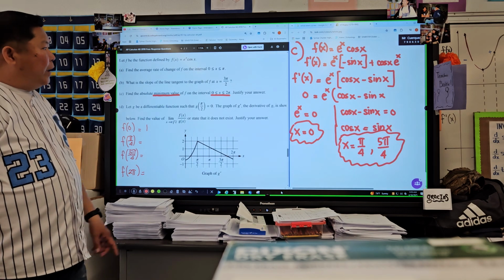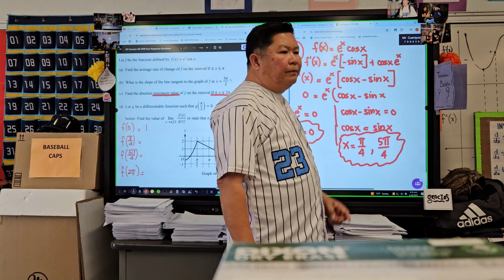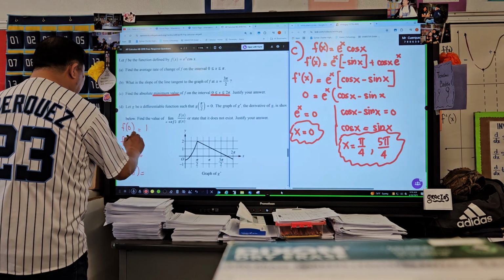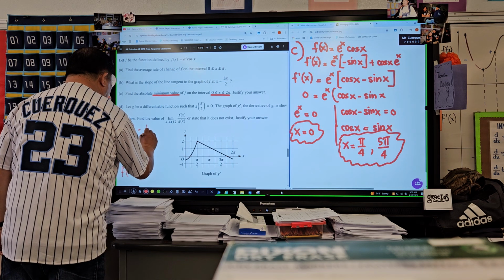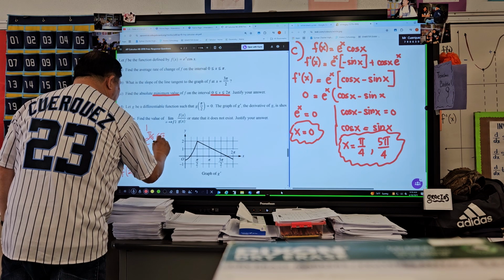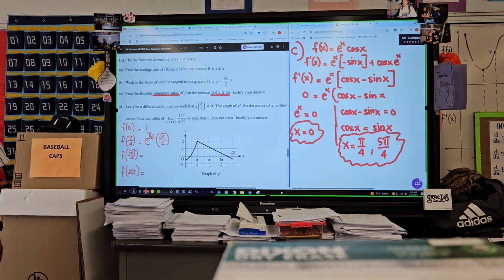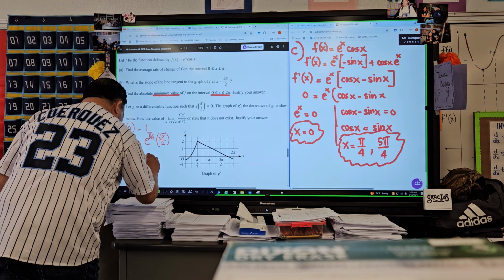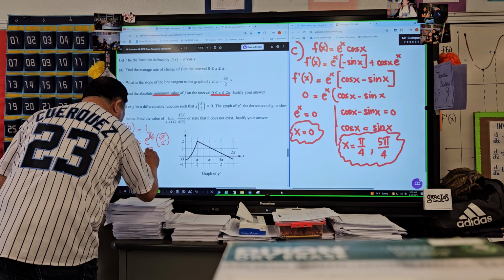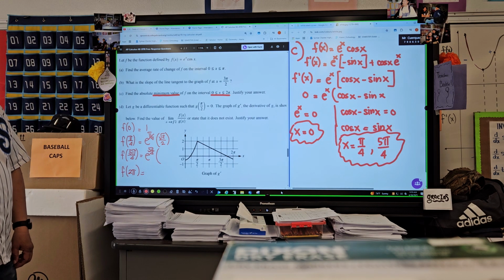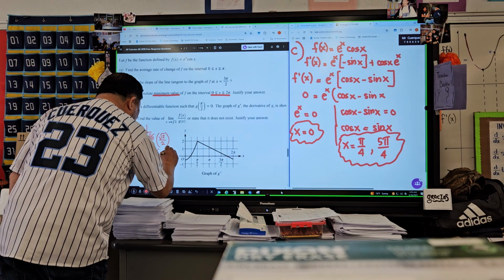Next, pi over 4. What is cosine pi over 4? Radical 2 over 2. Okay, e to the pi over 4 times radical 2 over 2. We're hoping that we get a negative, which we should. What about 5 pi over 4? We say e to the power of 5 pi over 4 times cosine at 5 pi over 4, which is negative square root of 2 over 2.